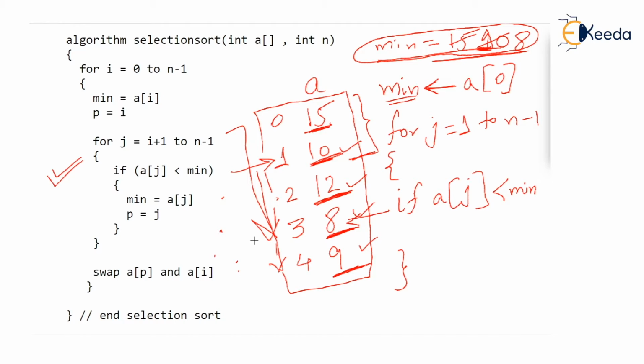What if it is less than min? Then we have found out the new min. So we will update min. Min will become equal to aj. If you run this particular loop for j equal to 1 to n minus 1, you will see that finally at the end of the for loop, min left out is 8 and it is really the minimum.